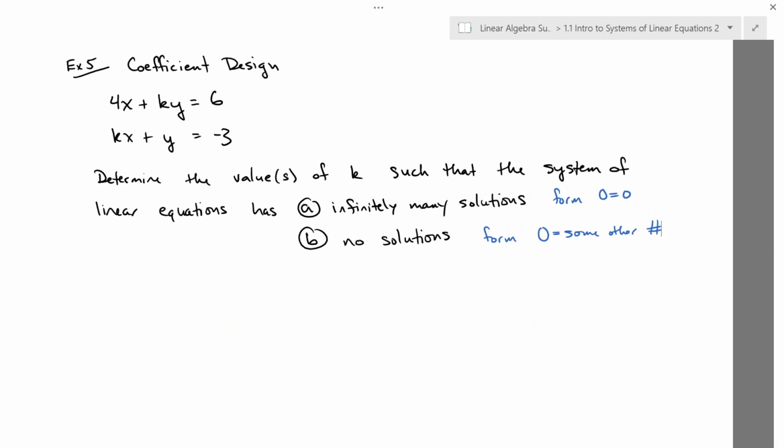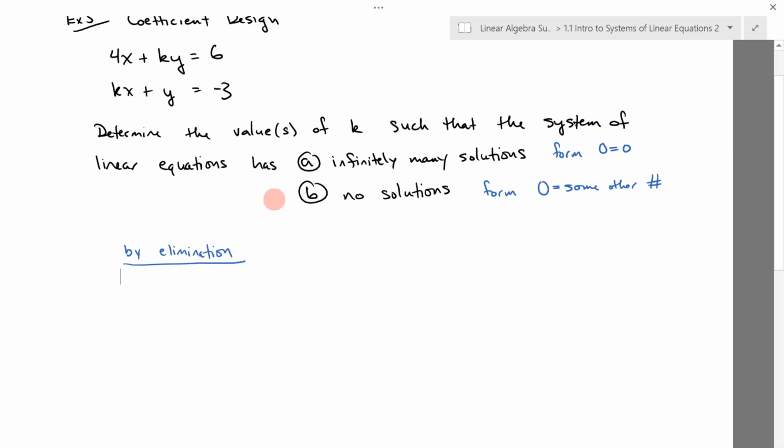So what do I want to, yeah, let's just do elimination. Okay, so 4x plus ky equals 6. I'm just copying it over here. So how do I do it by elimination?